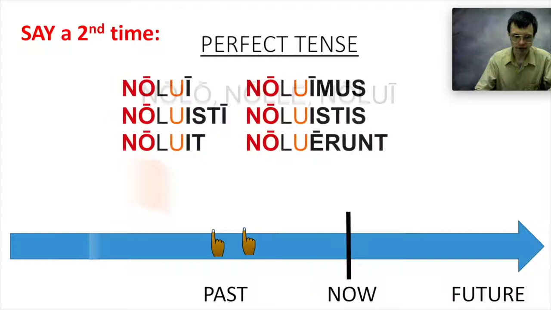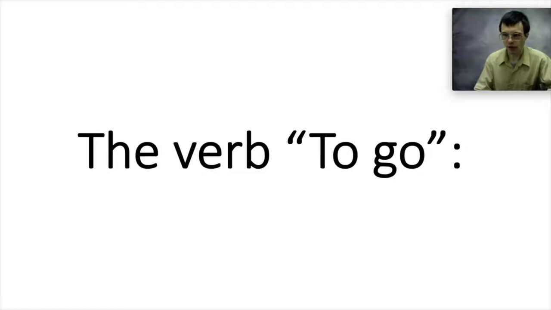Now to the verb to go. This will be a little bit harder. Alright, in the present tense we had the verbs to be and to go, and they looked like this.